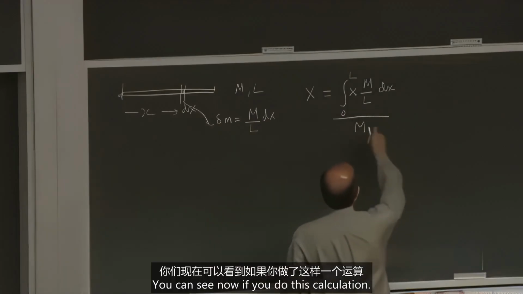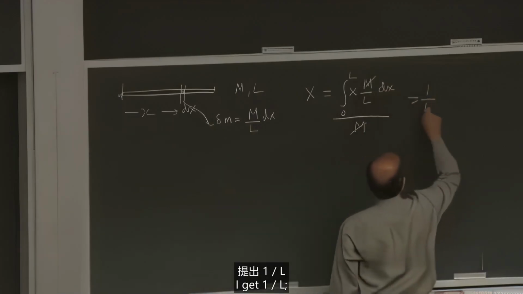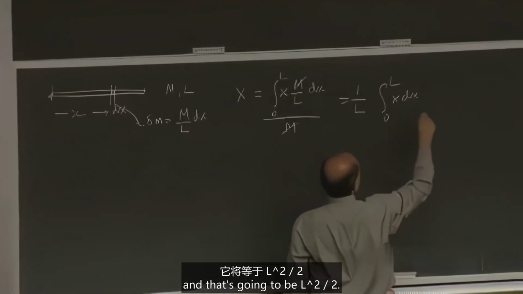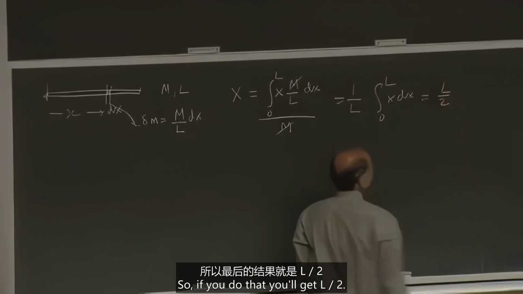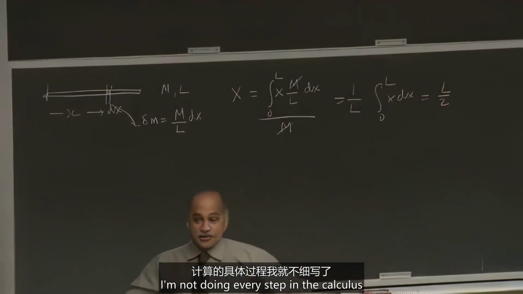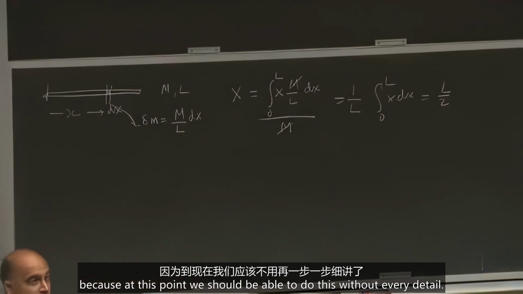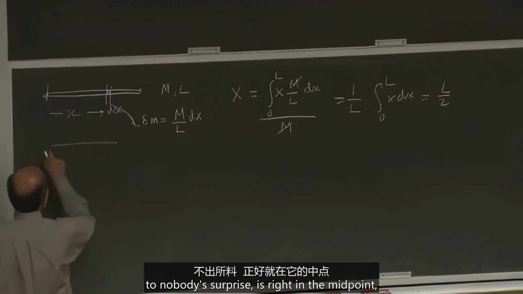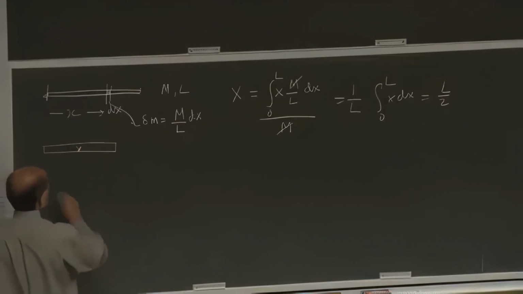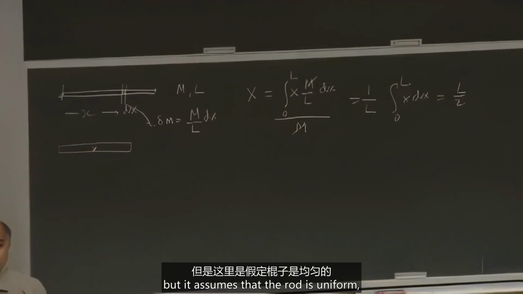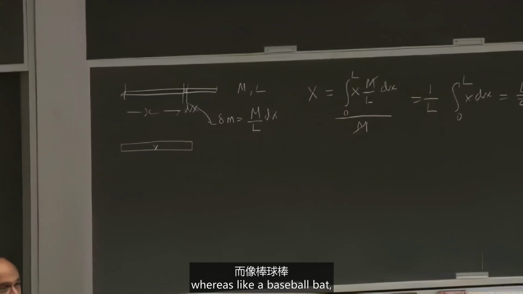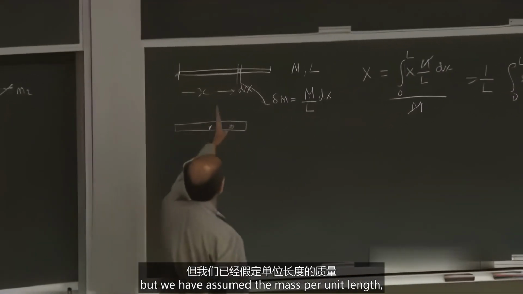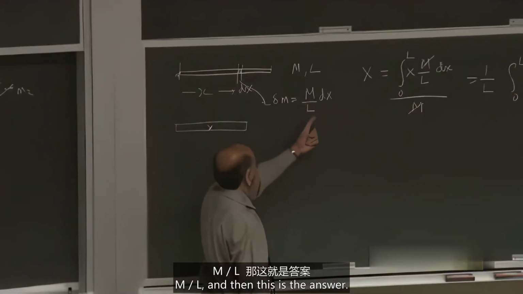You can see now, if you do this calculation, I get 1 over L, then I get the integral of x dx from 0 to L, and that's going to be L squared over 2. So if you do that, you'll get L over 2. I'm not doing every step in the calculus, because at this point, we should be able to do this without every detail. So the center of mass of this rod, to nobody's surprise, is right in the midpoint. But it assumes that the rod is uniform. If it was like a baseball bat, thicker at one end and thinner at the other end, of course, no one is saying that. But we have assumed the mass per unit length is a fixed number, M over L, and then this is the answer.